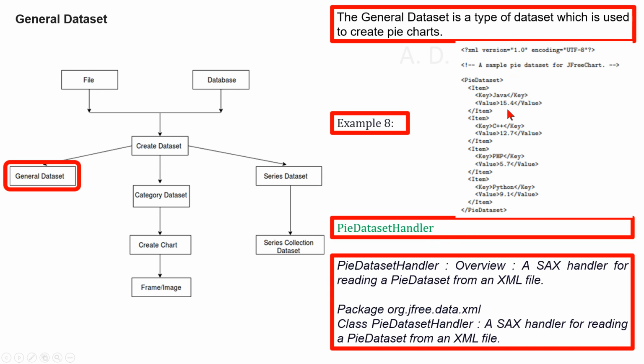Here you can see the format supported by the handler is illustrated by the following example. The PieDataset element can contain any number of item elements. A sample PieDataset for JFreeChart.